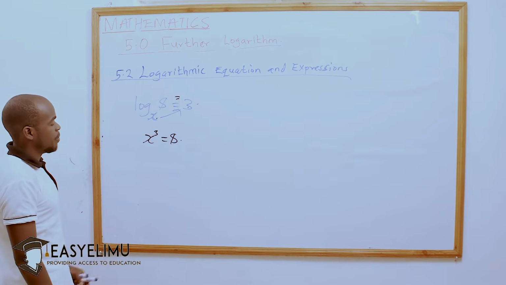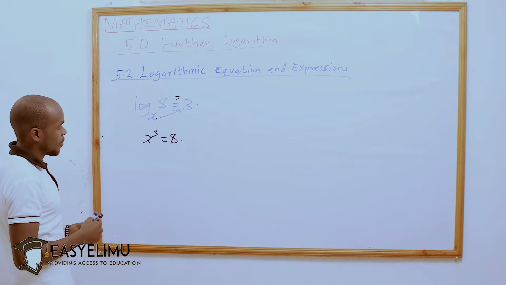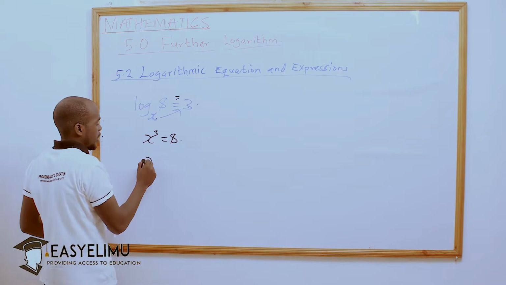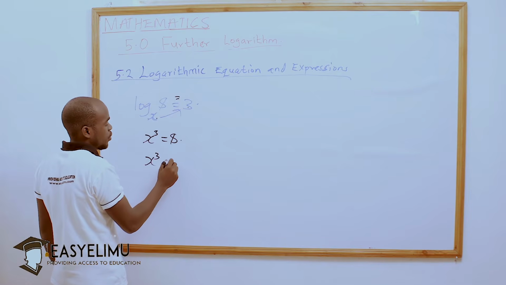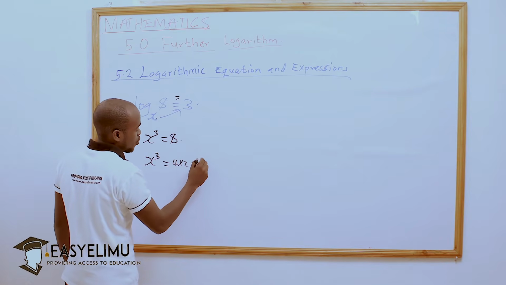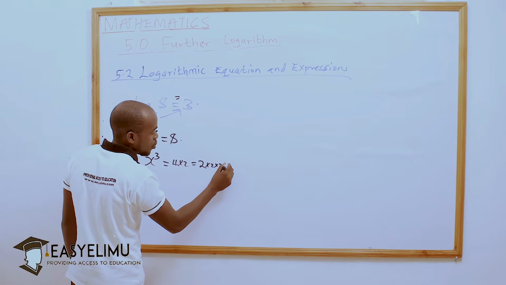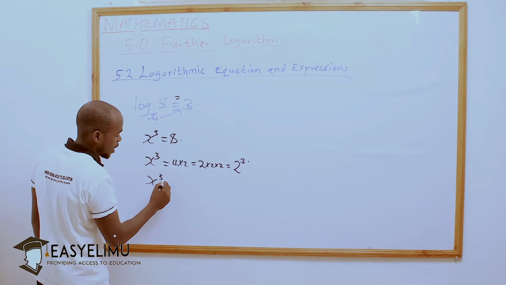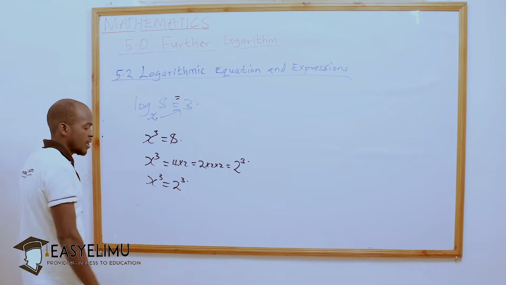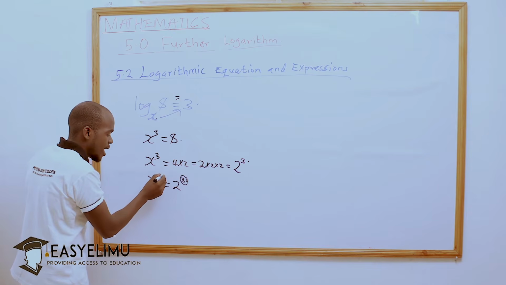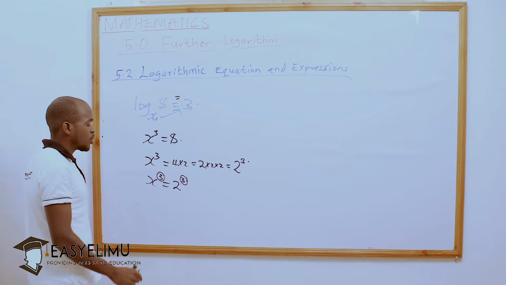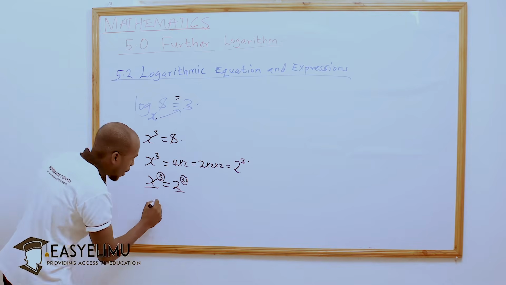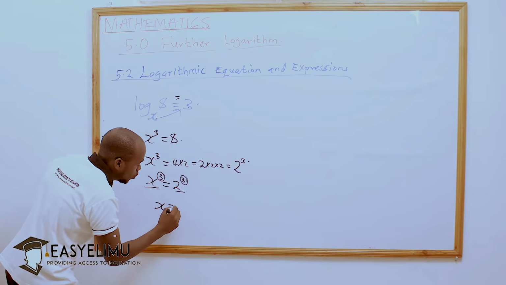Here we can make it to the simplest form of its power or its multiple, and if we make that, we shall find that x cubed is equal to 4 by 2, which is equal to 2 by 2 by 2, which will give you 2 cubed. And if that is the case, you are going to get x cubed is equal to 2 cubed. Since the powers are the same here, then we have no doubt to find that x here is also equal to 2. So our x is equal to 2.